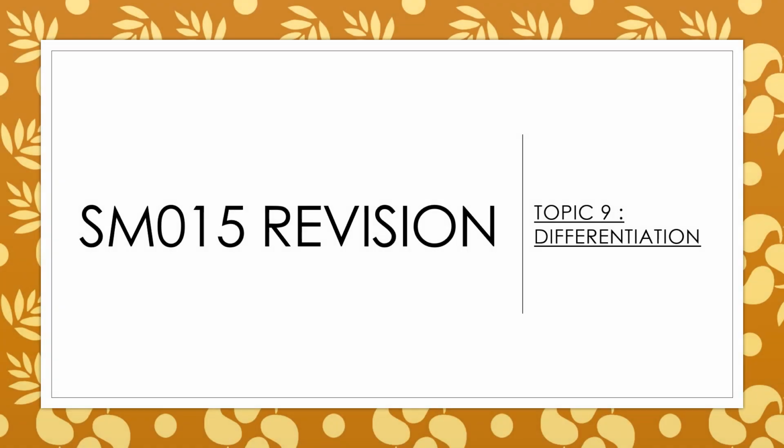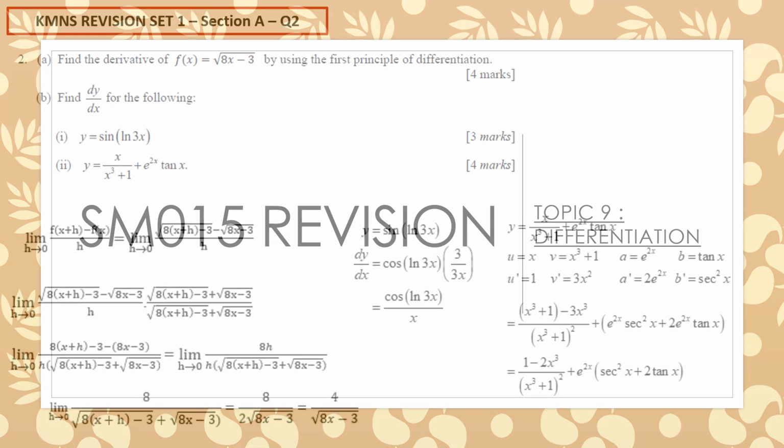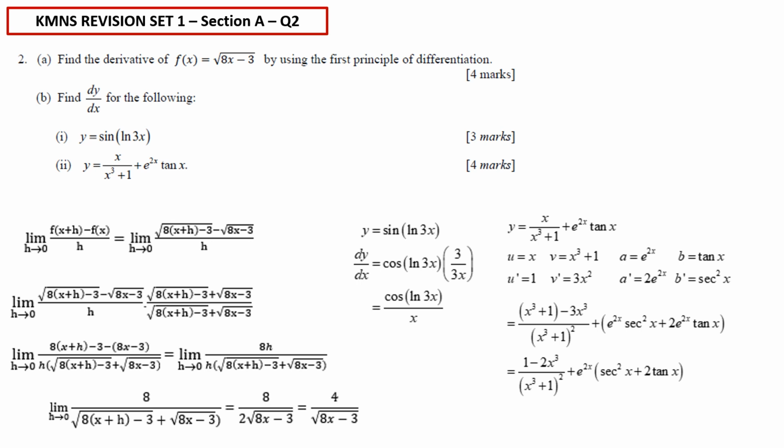Revision for topic 9, differentiation. This topic will also be asked in section A and also section B. So these are the types of questions that will be asked in section A, such as the first principle and also finding the differentiation. So look at revision set 1, question 2.